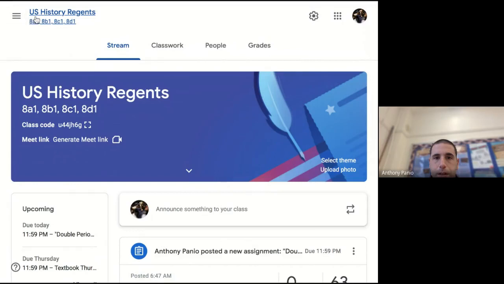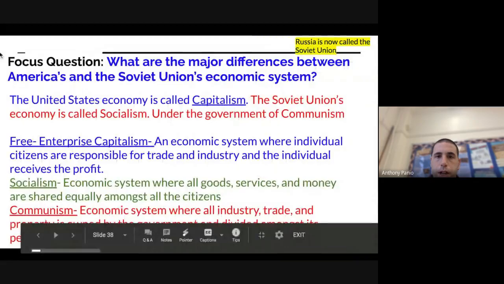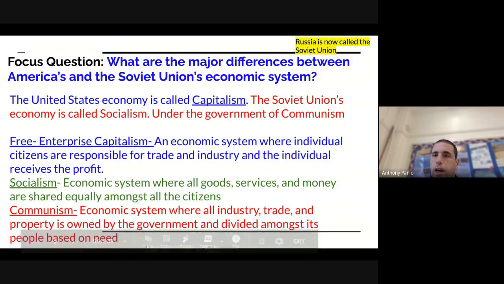So let's see here. All right, let's go to this assignment. I'll give you a minute to write down the focus question and then just copy everything on the slide. I think that's just the best thing to do. I have all these different colors. The reason they're all in different colors is because we need to know what all these different terms mean. You should already know what the blue is. You should already know what capitalism is, but we're going to go over all of them. So I'll give you a minute to get started and get a head start on that. Yes, everything.